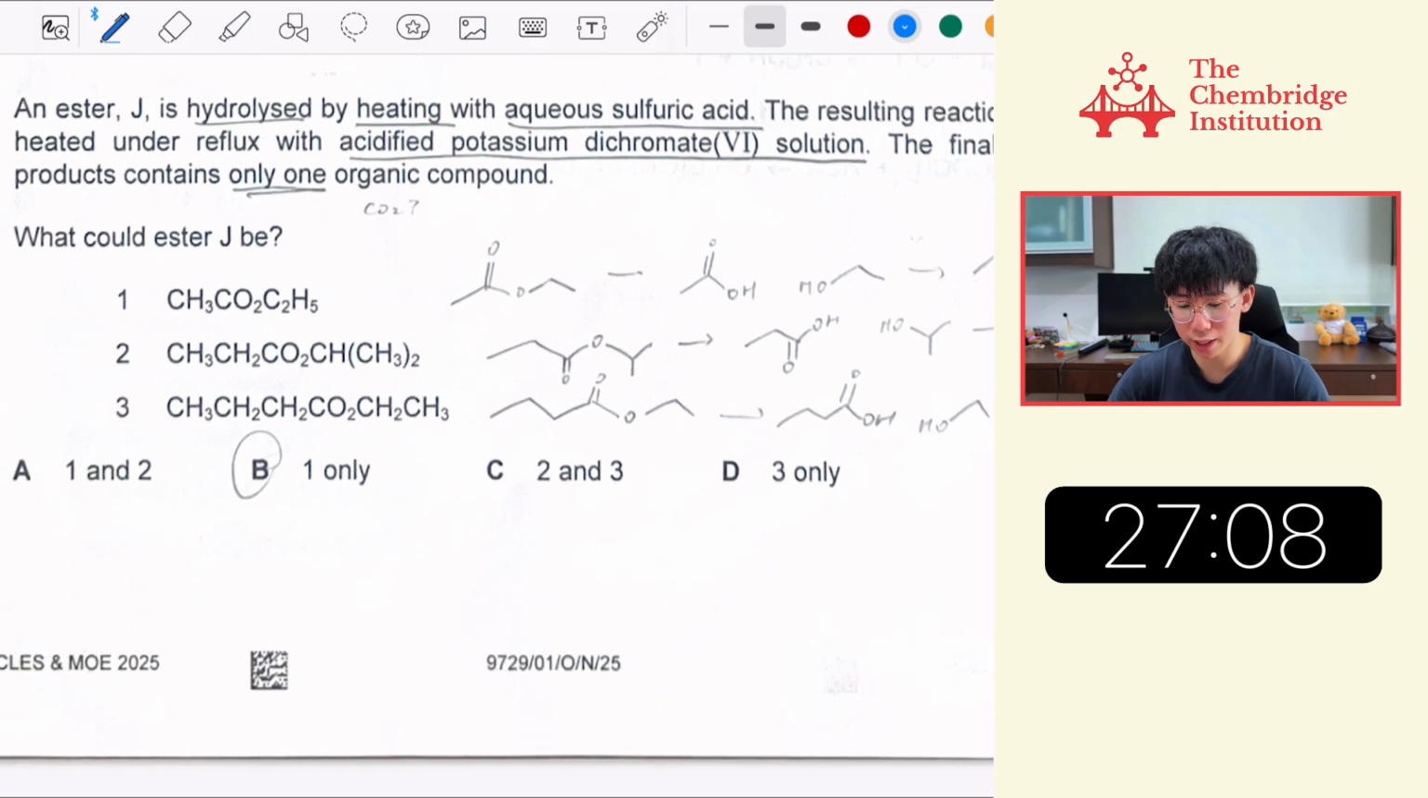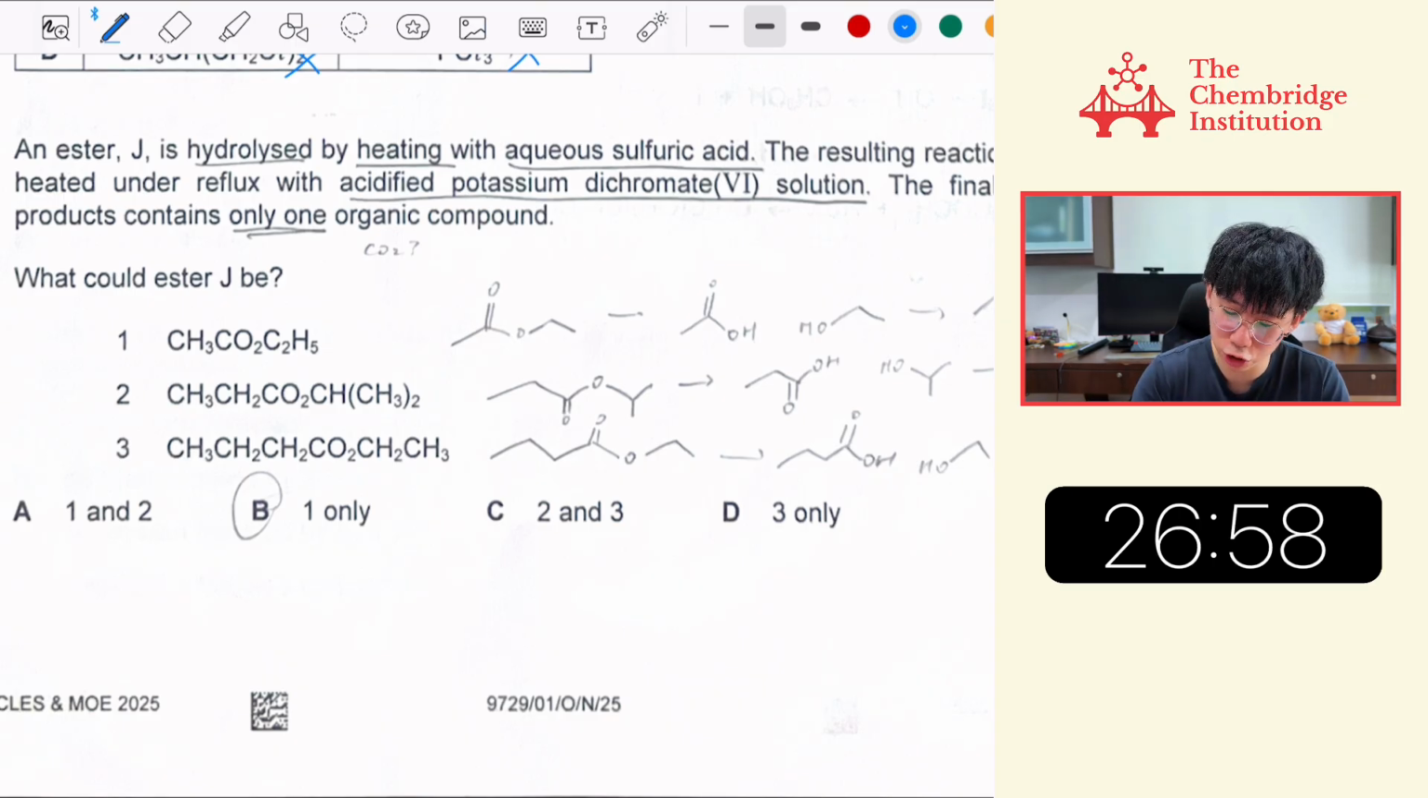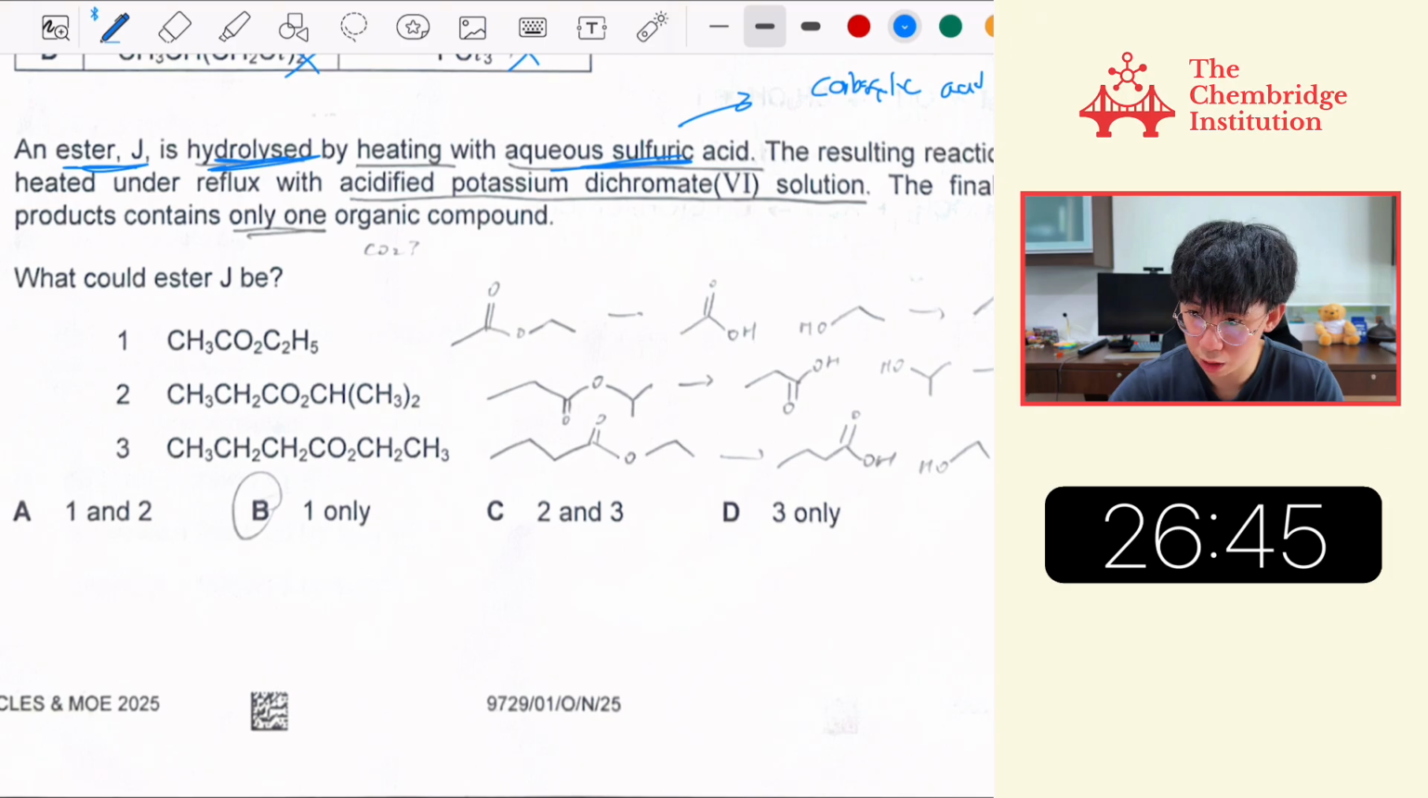Okay, 21. An ester J is hydrolyzed by heating with aqueous sulfuric acid. This seems like a little elucidation question. So annoying. Okay, so this hydrolysis first. The ester, you know, would give a carboxylic acid, most likely, plus an alcohol. How much time do I have left? Oh, okay, around 26 minutes. The final mixture of products contains only one organic compound. They say it's heated under reflux with acidified potassium dichromate. So this is oxidation.